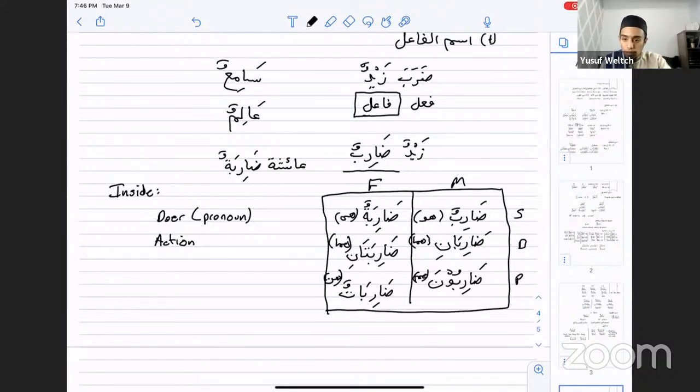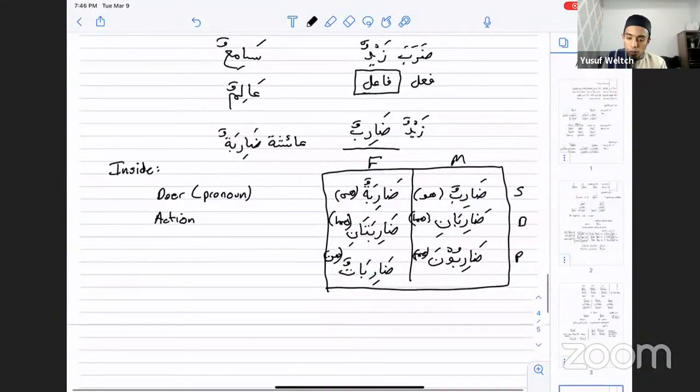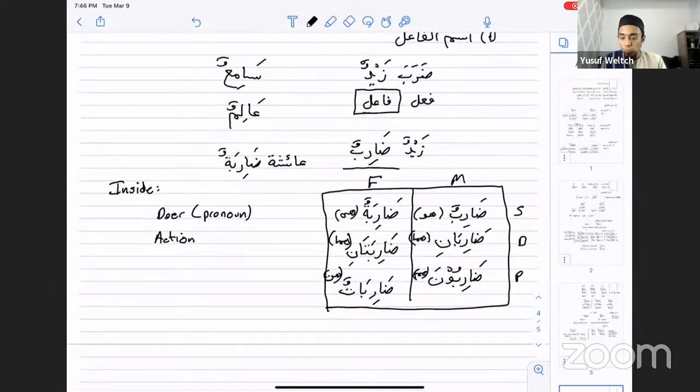So when you're saying daribun, you're essentially saying two things. There is a doer, which is the implied pronoun, and then there is the action itself, which is made up of whatever root letters your ism fa'il is made up of. If it's kafirun, the action is kufr. If it's daribun, the action is darab. But what does this not have as opposed to the actual verb daraba? What's missing in daribun that daraba has?